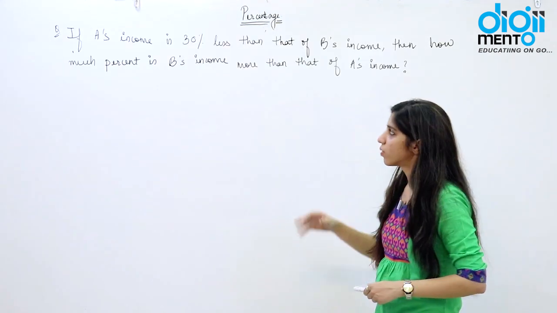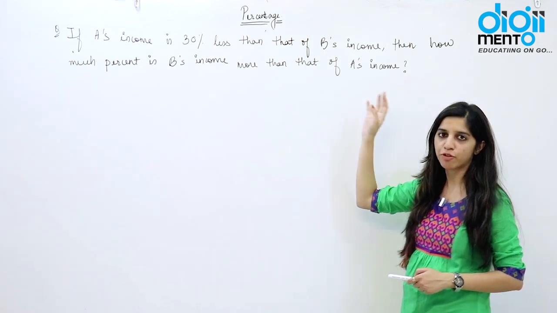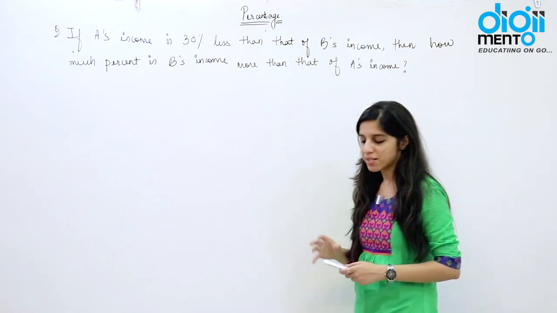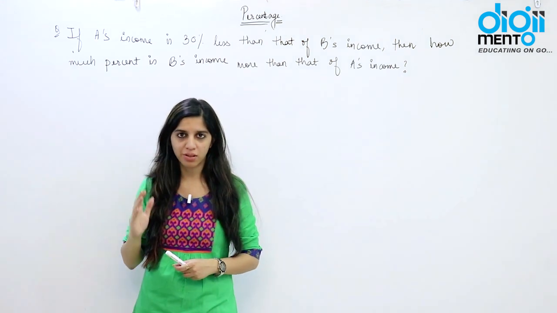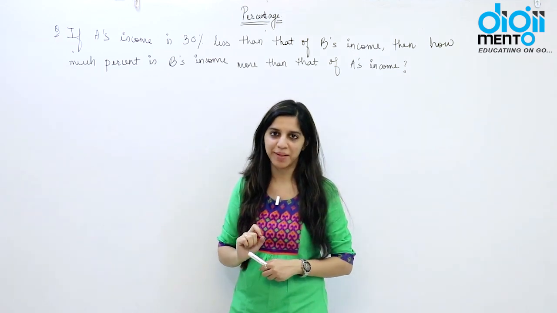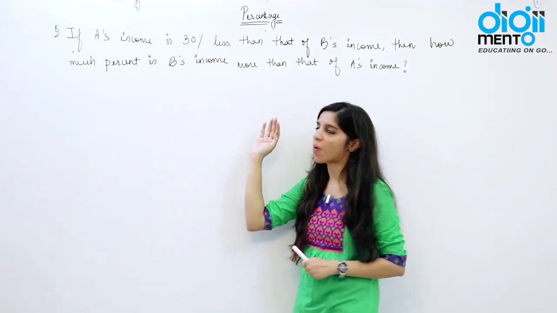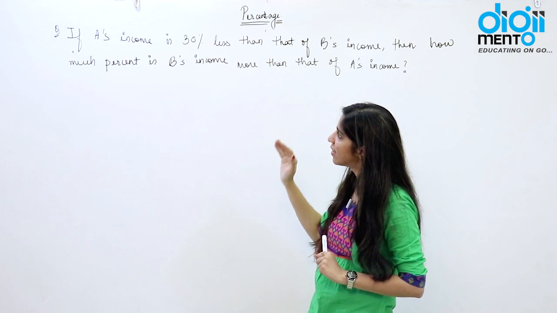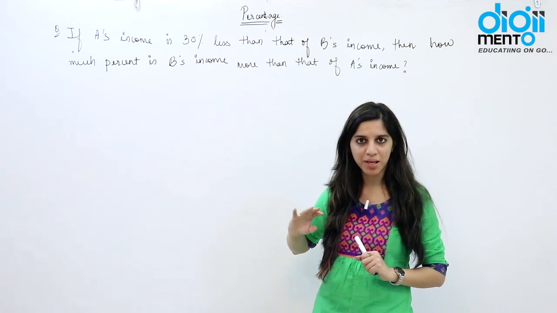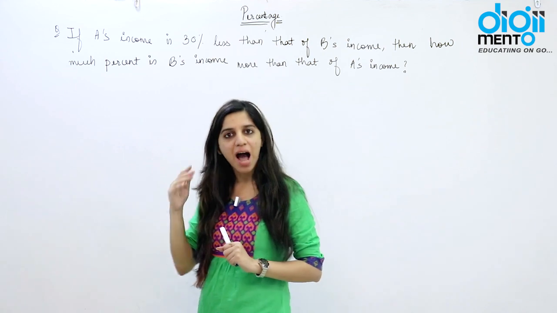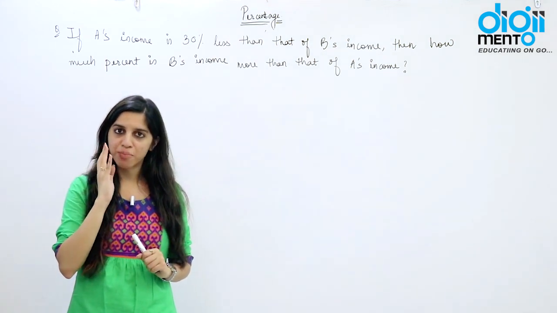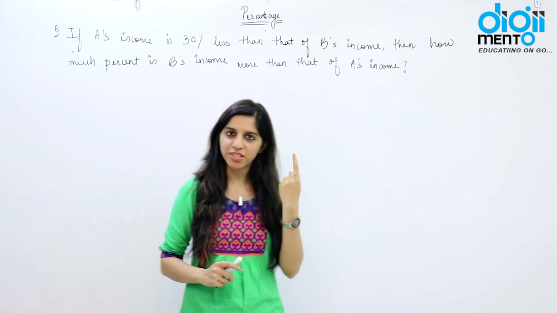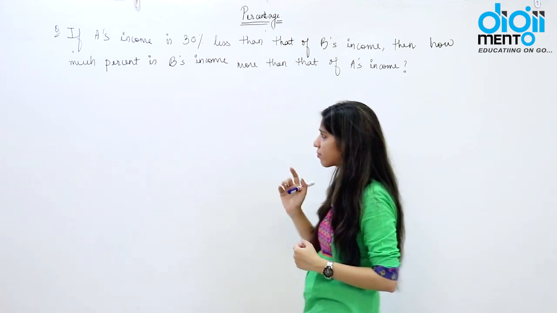So look at the first question. What they are saying is, if A's income is 30% less than that of B's income, then how much percent is B's income more than that of A's? See, the first thing you need to learn is, the answer is not going to be 30, fine. Why? Because we are talking in terms of percentages, not in absolute terms. If I had said that A's income is rupees 30 less than B, then how much more is B than A? The answer would have been 30 rupees, which is absolutely right. Right now we are talking in terms of percentages. So the first point is, the answer is not going to be 30.